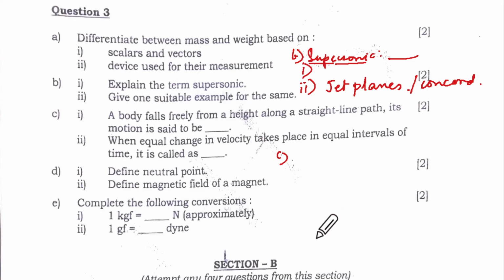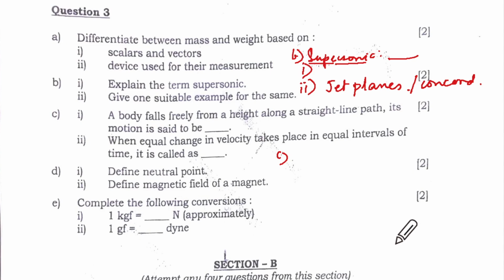Read. A body falls freely from a height along a straight line path. Its motion is said to be... When it is falling freely, what is pulling it towards the earth? Is there any force acting on it? Gravity. How much is gravity? What is the value of gravitational acceleration? 9.8 meter per second square.